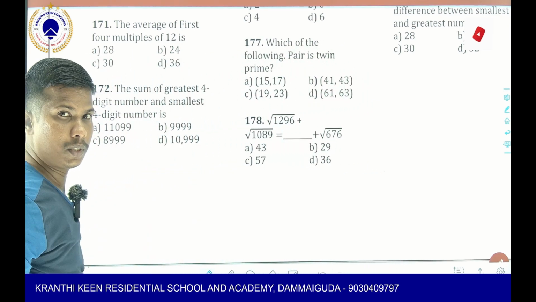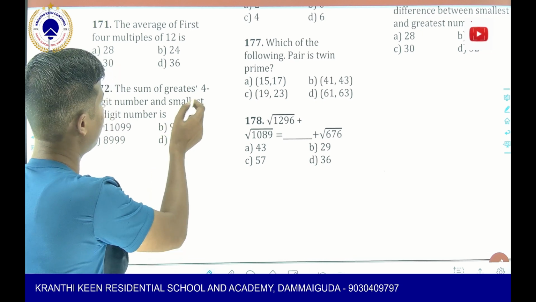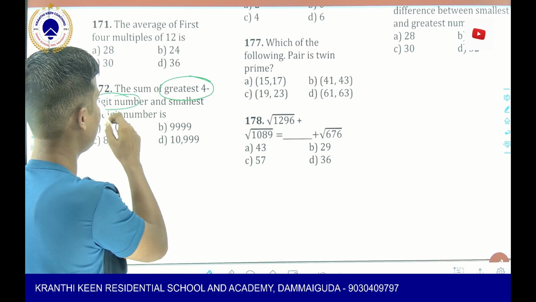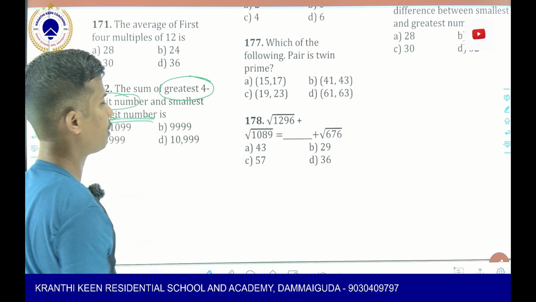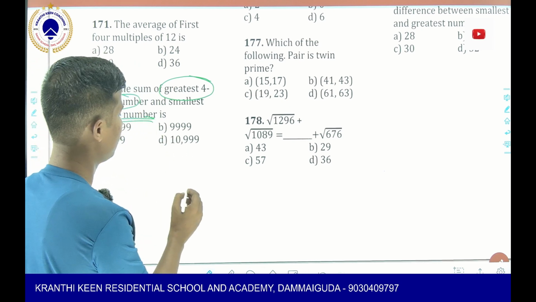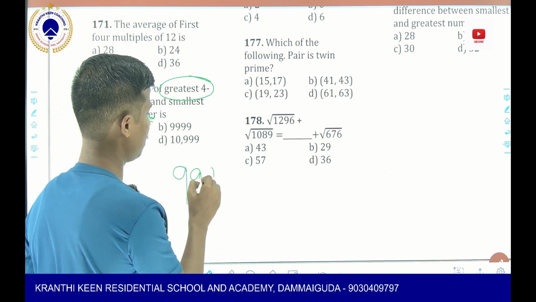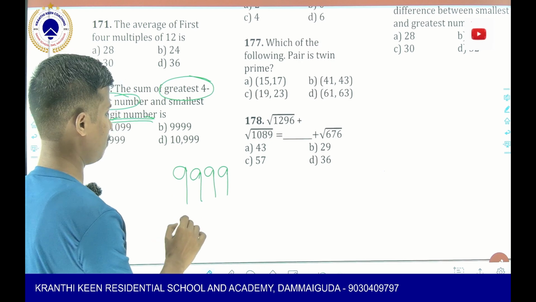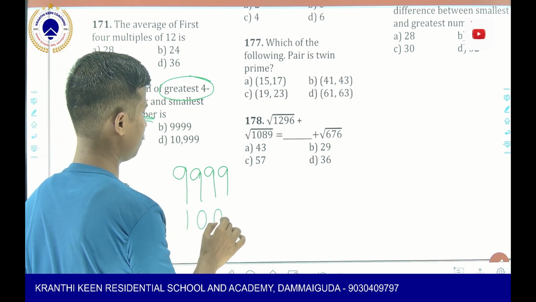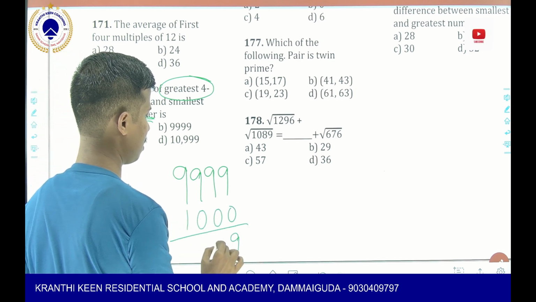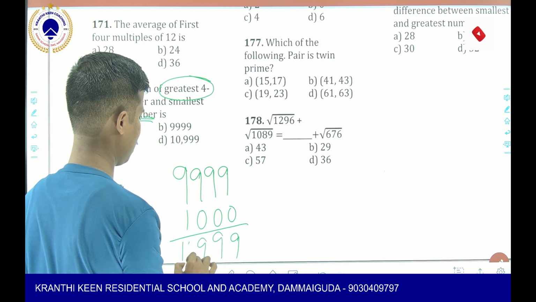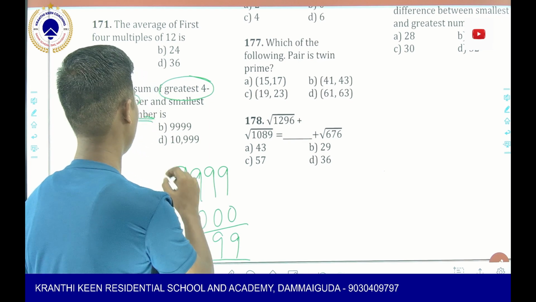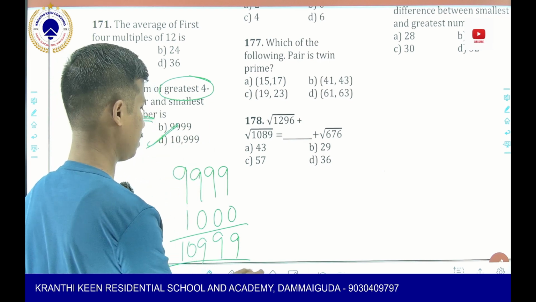You see, this question is one of the repeating questions. The sum of the greatest 4-digit number and the smallest 4-digit number. Greatest 4-digit number, you know, no? 9999. And what is the smallest 4-digit number? 1000. Add it. How much will you get? 10,999. 10,999 is the correct answer.